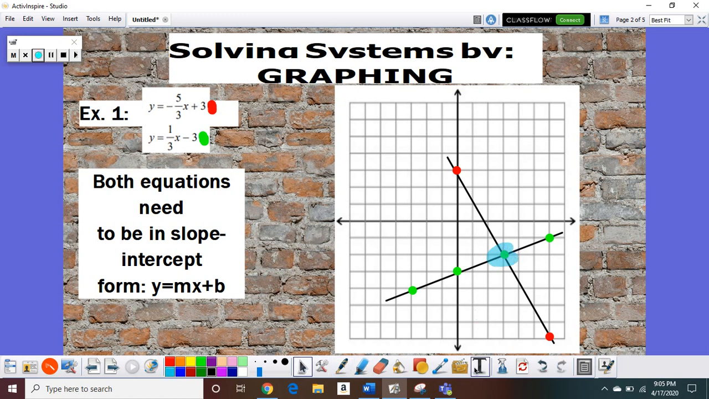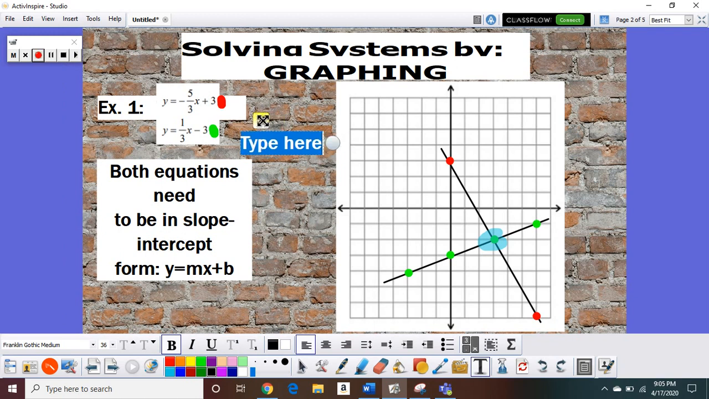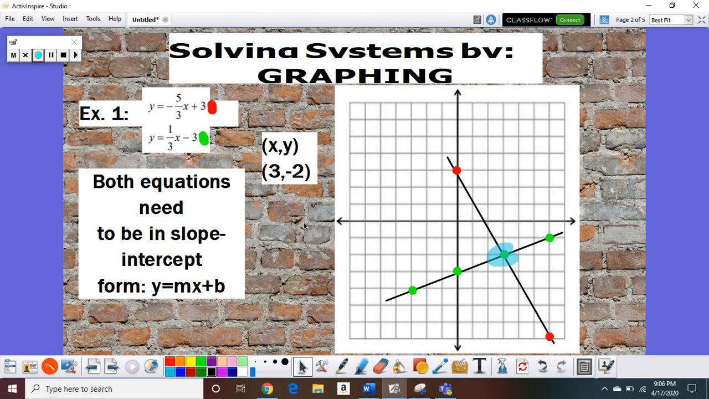In order to know what my solution to this system of equations is, I want to look at what that point is. If you remember, you label your coordinates x and y, meaning x goes first, then y. I want to look at where that falls on my x-axis, which is the horizontal one. So it's 1, 2, 3. My x value is 3. My y value, which is shown vertically, is negative 2. So my solution for this system of equations is (3, -2). This is the point where those two lines cross, or the point that those two lines share.